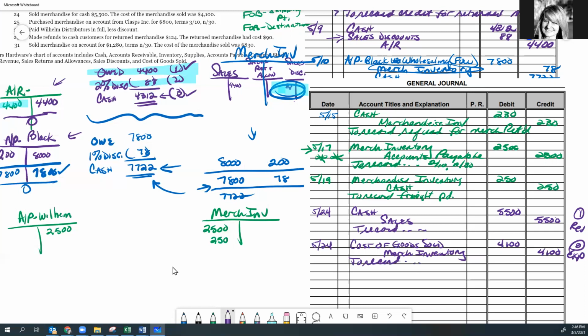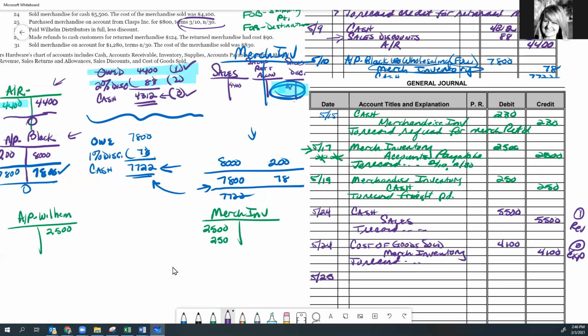Okay. And then we're purchasing more inventory from Clasps Inc. for $800. Terms are 3/10, net 30. So this is on, what's my date? On 5/25.